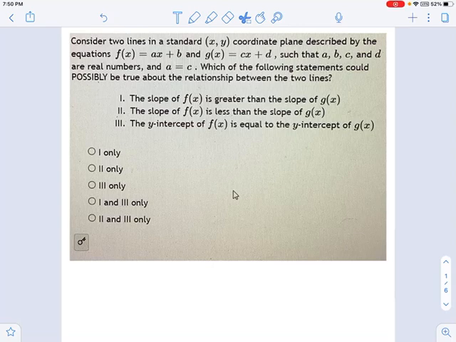This one looks like it might be a lot to think through, but it's actually surprisingly simple if you understand y-intercept form or slope-intercept form. This is an equation you should have seen before, and remember that m is the slope and b is the y-intercept. So let's take a look again at what we're talking about here.